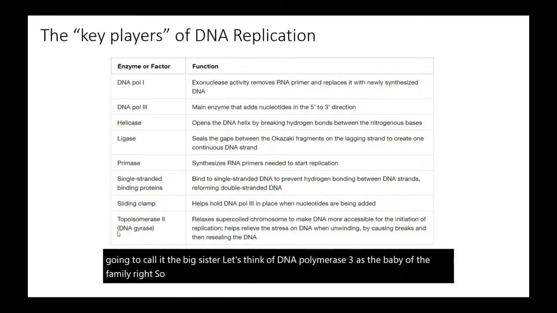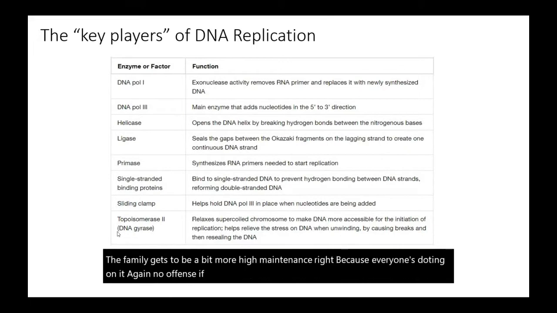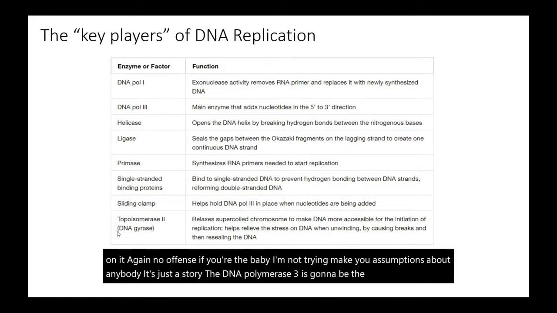So we're going to say the baby of the family gets to be a bit more high maintenance, right? Because everyone's doting on it. Again, no offense if you're the baby. I'm not trying to make assumptions about anybody. It's just a story. So DNA polymerase 3 is going to be the high maintenance baby of the family.